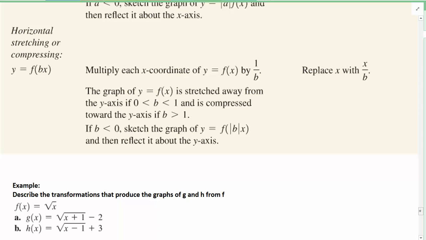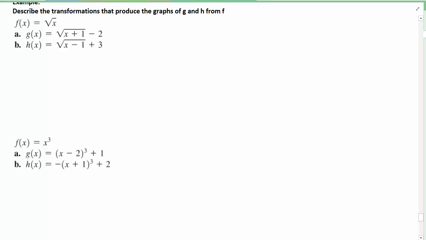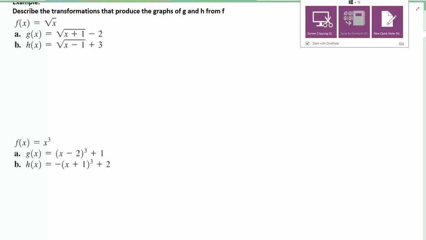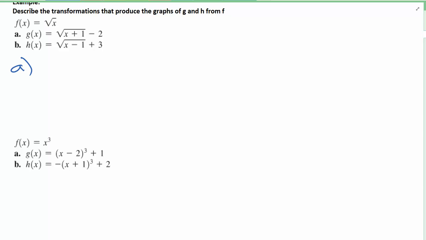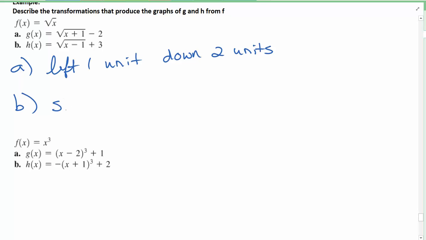Okay, so let's just do a couple of problems here. If we wanted to describe the transformations, remember this graph, the square root of x, is on your list of basic functions. We have adding 1 within the function and then minus 2 outside the function. So when you're within the function, it's always the opposite of what you think in the x direction. So A is going to be a horizontal shift left 1 unit, and down, or a vertical shift, 2 units. And then B is going to be a shift, in this case right 1 unit, and then up, so the plus 3 is going to be up 3 units.